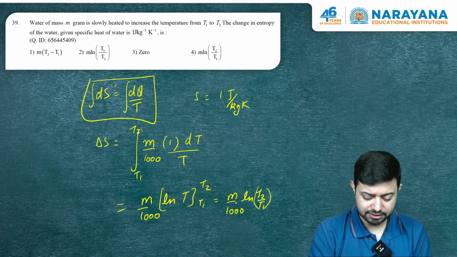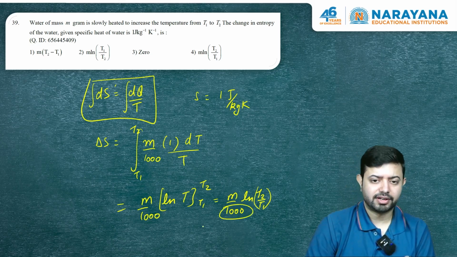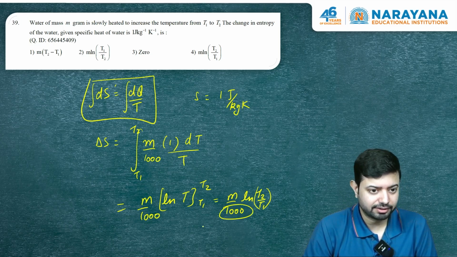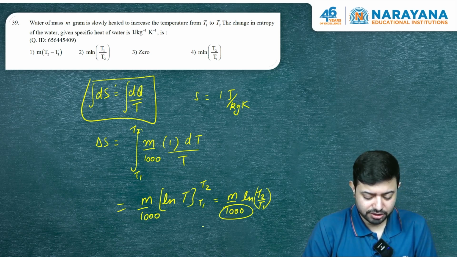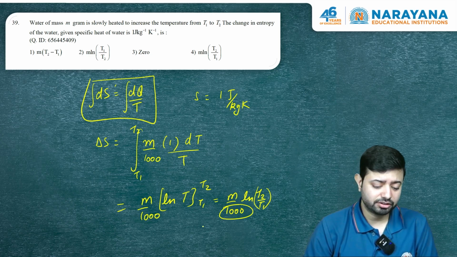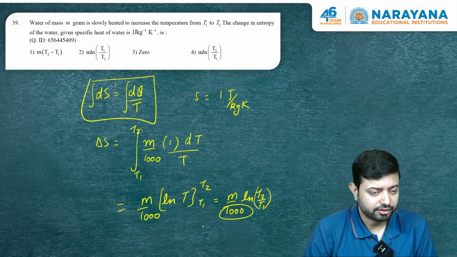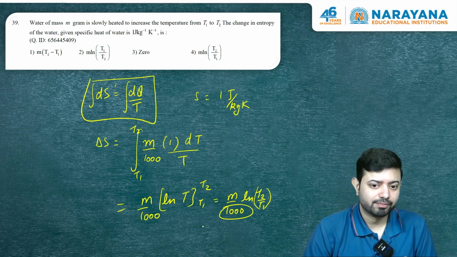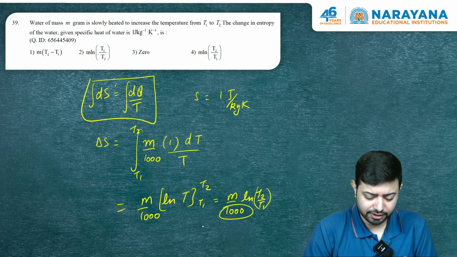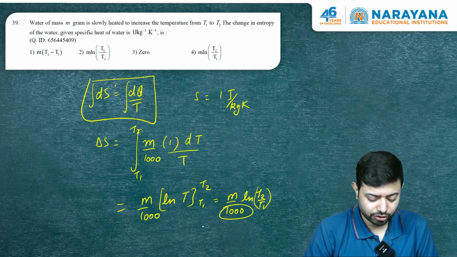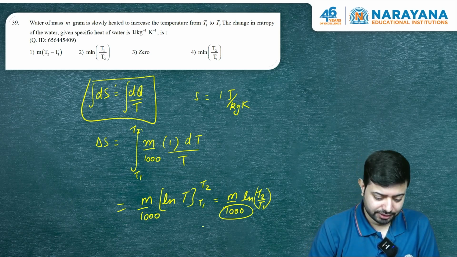But one interesting thing is that this 1000 factor is coming because you are considering SI units. If you go by the options, which option is nearby? Maybe the units are not given here, so it could be any units, but the format should remain the same. So m ln T2 by T1, which option is going to match then? It will be the fourth option.